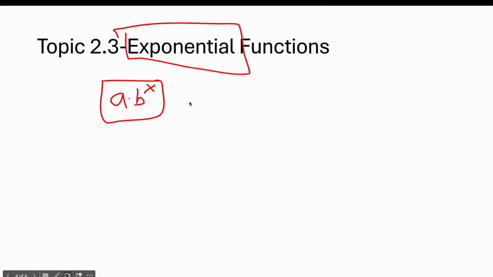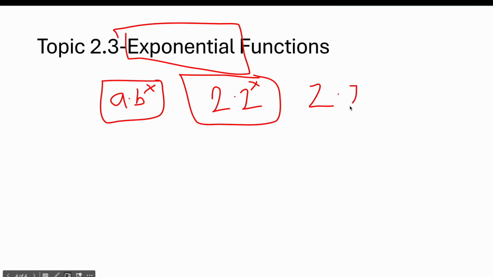And so this exponential function can be written in multiple ways. It could be written as 2 times 2 to the power of x. This is just very simple, but it could be written this way. But what if it is written as 2 times 2 to the x minus 1?